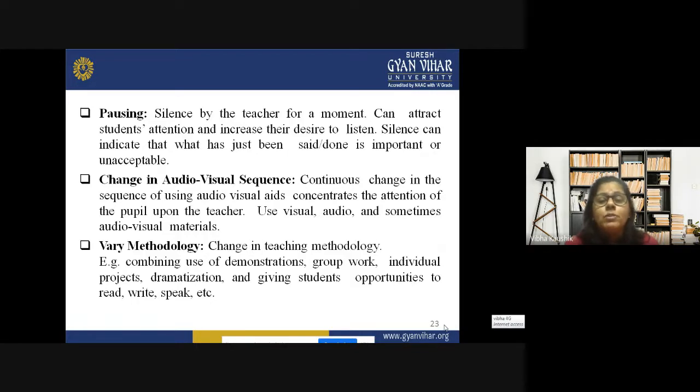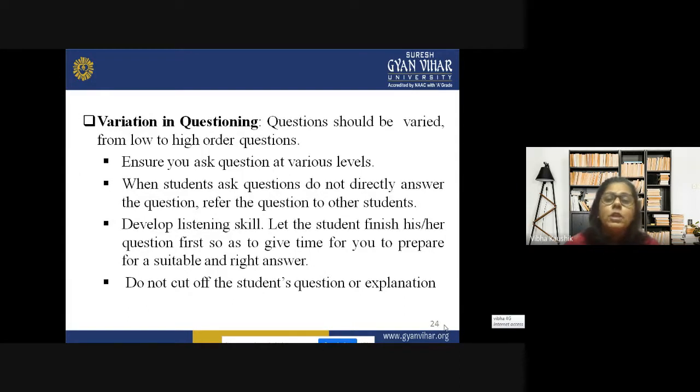Change in audio-visual sequence: continuous change in the sequence of using audio-visual aids concentrates the attention of the pupil upon the teacher. Use audio and sometimes audio-visual materials for that. Vary methodology means the teaching methodology should be changed. Various teaching methodologies should be used. Example: combining use of demonstration, group work, individual projects, dramatization, and giving students the opportunity to read, write, speak, etc. Variation in questioning.